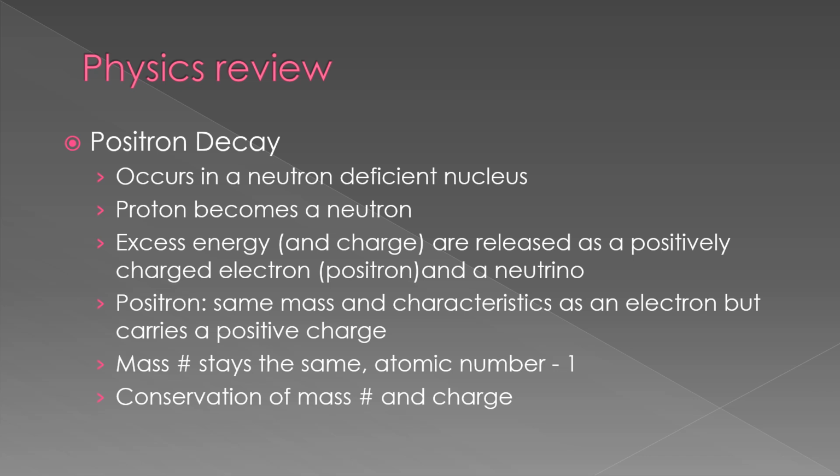Isotopes and radionuclides that decay by positron will maintain their atomic mass. It will stay the same, but the atomic number will decrease by 1 because the number of protons in the nucleus is decreasing by 1. This is done for maintaining the conservation of the mass number and the charge.